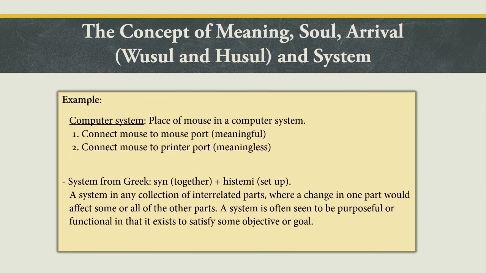For example, the computer system and the place of the mouse in a computer system. First, connecting the mouse to the mousepad is meaningful. Second, connecting the mouse to the printer port is meaningless. A system is any collection of interrelated parts where a change in one part will affect some or all of the other parts. A system is often seen to be purposeful or functional in that it is easy to identify some objective or goal.